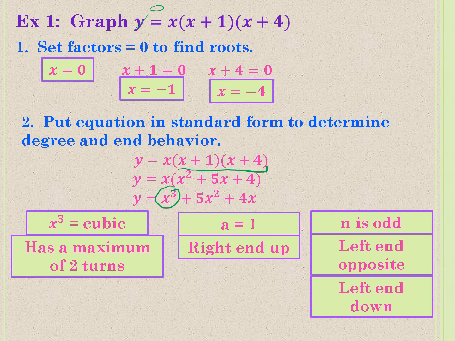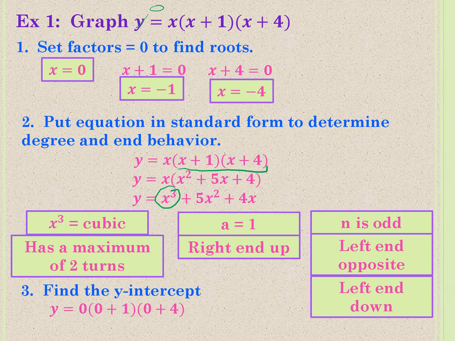Let's talk about the y-intercept. So the y-intercept is where x is 0, and I get 0 times 1 times 4, which is 0. So that means my y-intercept is 0, which makes sense. If one of my roots is 0, then that means my y-intercept is also 0. So that makes sense. Okay, so we've got the first 3 steps done.